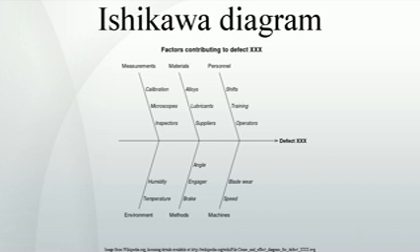Overview. Ishikawa diagrams were popularized by Kaoru Ishikawa in the 1960s, who pioneered quality management processes in the Kawasaki shipyards, and in the process became one of the founding fathers of modern management.